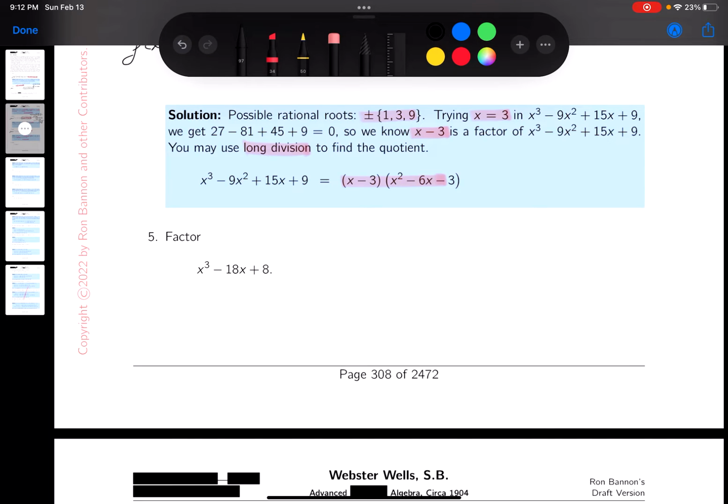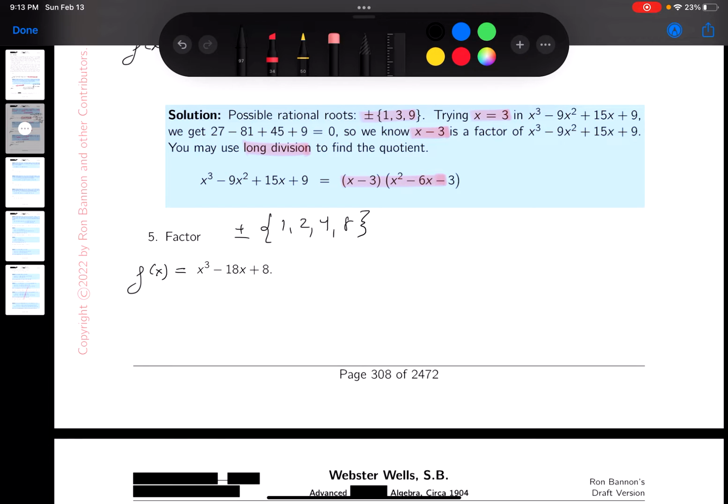Okay, I'm getting a little better at this now, and I'm feeling more comfortable. And what do you get over here? Well, plus or minus the factors of 8, that's the constant, divided by the coefficient on the x cubed term, the factors of that are just 1. So you get 1, 2, 4, and 8. All right?